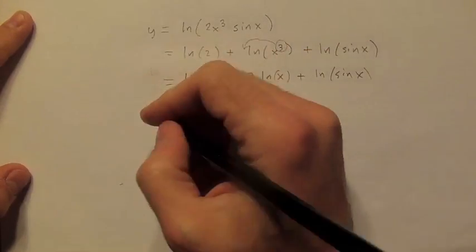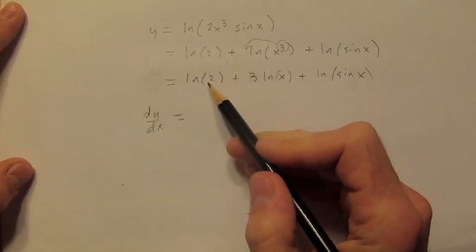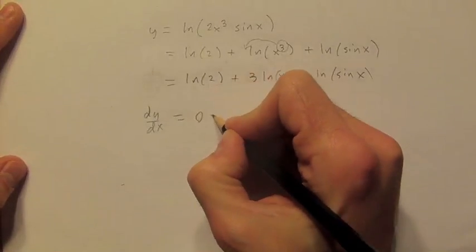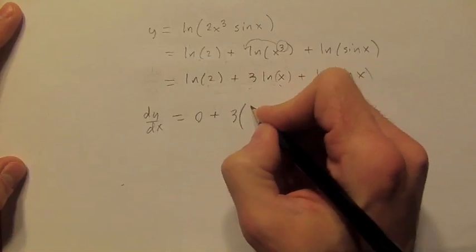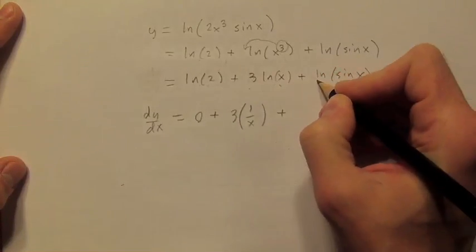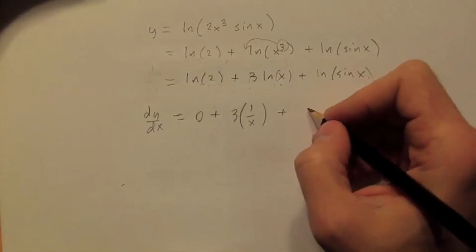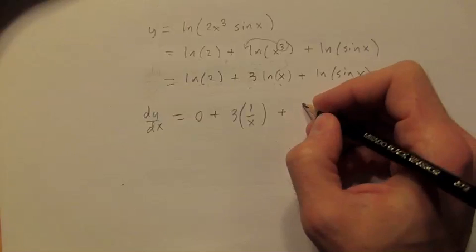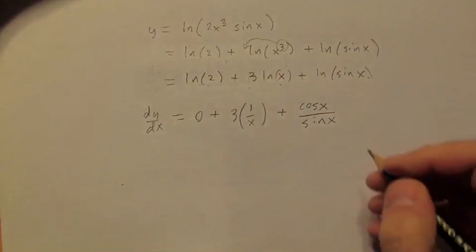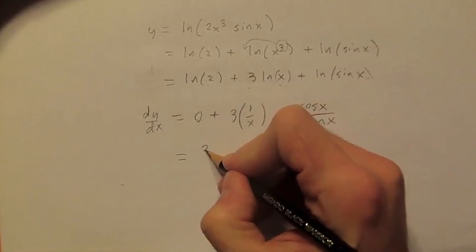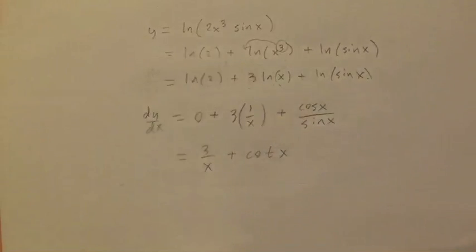Now when we go to take the derivative, it's just 3 simple pieces. The natural log of 2, that's a constant, so that'll be 0. 3 times the derivative of natural log of x, which will be 1 over x, plus the natural log of sine of x, which will be the derivative of sine, which is cosine, over sine, left alone, and this ends up being 3 over x plus cotangent x.